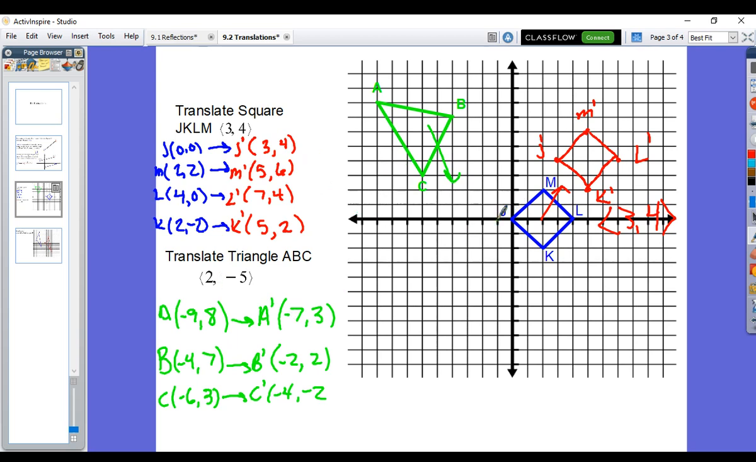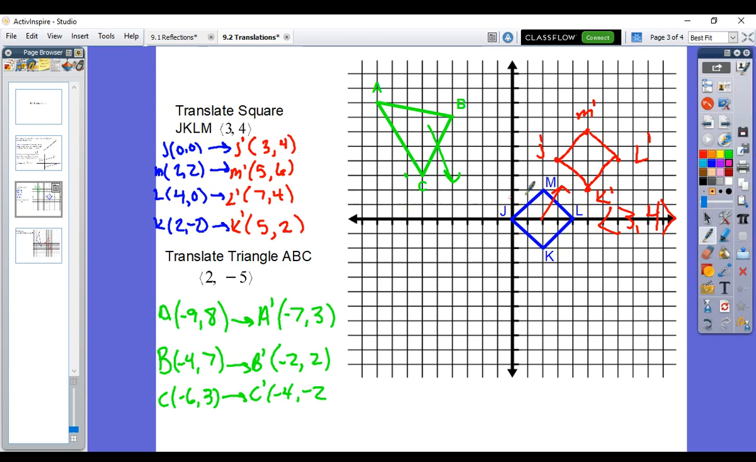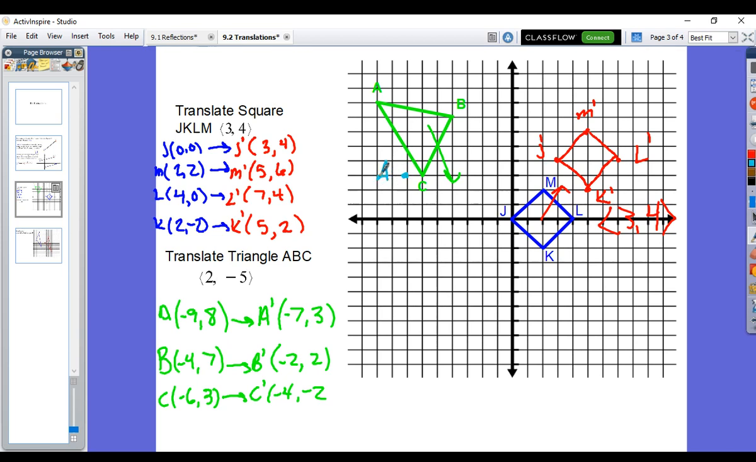Let's look at that. Negative 7, positive 3. I should probably change the colors of these. Light blue should be A prime. B prime is at negative 2, positive 2. And C prime is at negative 4, negative 2. There you go. Looks about the same. All right, so that's translated.